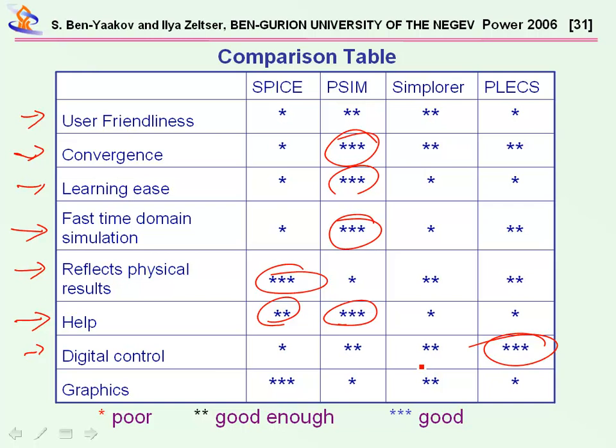As for graphics, and what we mean by that is manipulation of the results, doing some calculation of the outputs, PSPICE, actually here we should say PSPICE rather than SPICE because we are talking about Cadence now, PSPICE is getting the best score.